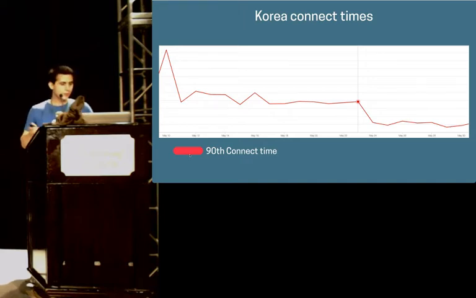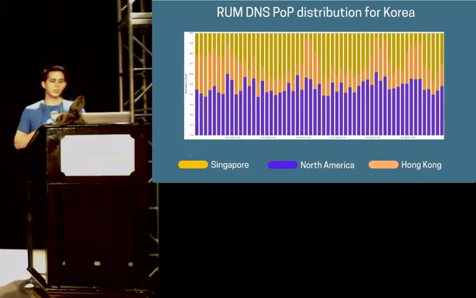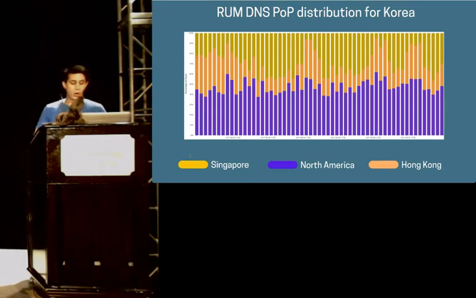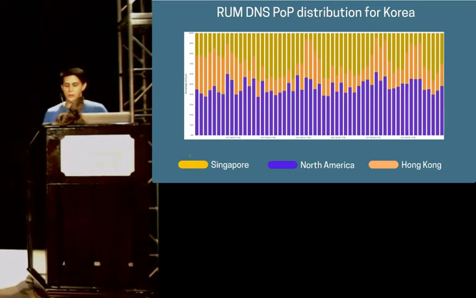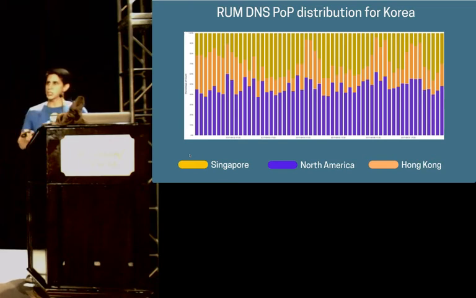Korea was very interesting because this is a distribution of POPs that we were sending users to. We were sending users to Singapore, Hong Kong, but also North America. Interestingly, there were a lot of ASs during the ramp that preferred North America. Not shown here, on June 16th there was some sort of change on the internet where suddenly Singapore and Hong Kong became the dominant answer that we handed out. And I love seeing these changes because it just goes to show that the internet is a living and breathing organism.